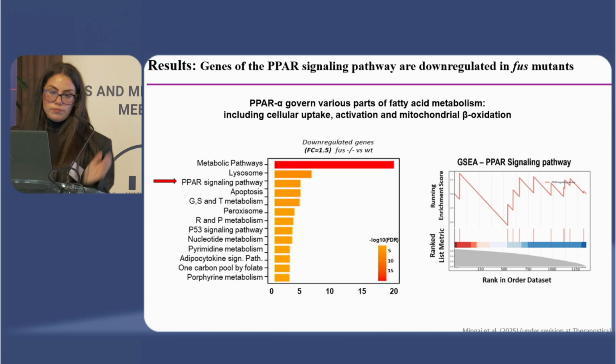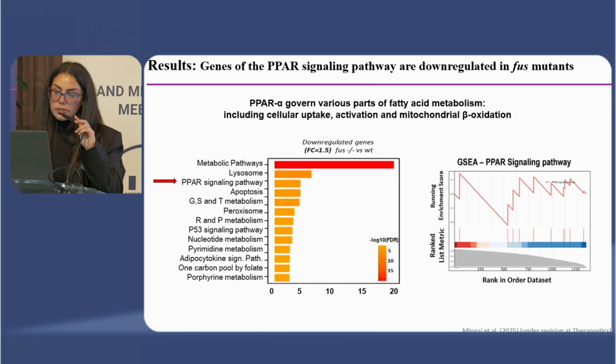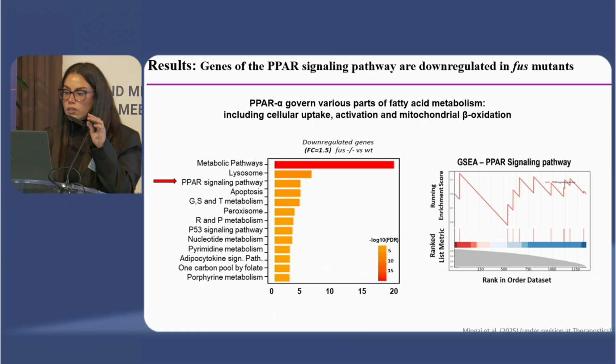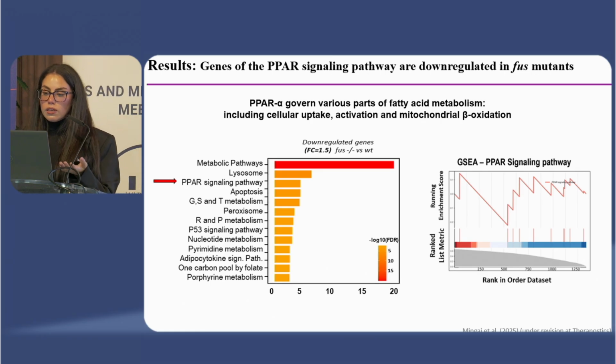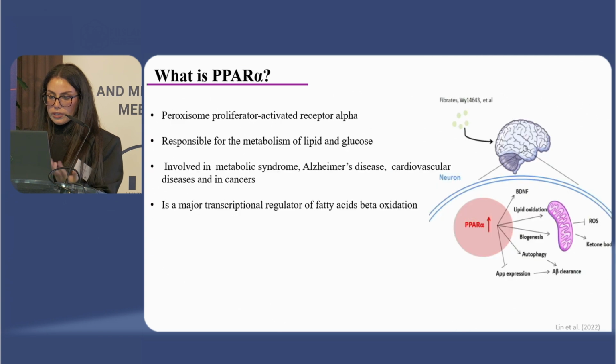So then we went back to our transcriptomics data to try to find the link to the affected fatty acid beta oxidation we saw in our metabolomics. Interestingly, PPAR alpha was one of the top pathways in the downregulated genes in the transcriptomics, and it governs various parts of fatty acid metabolism. So it was our pathway of interest to check further.